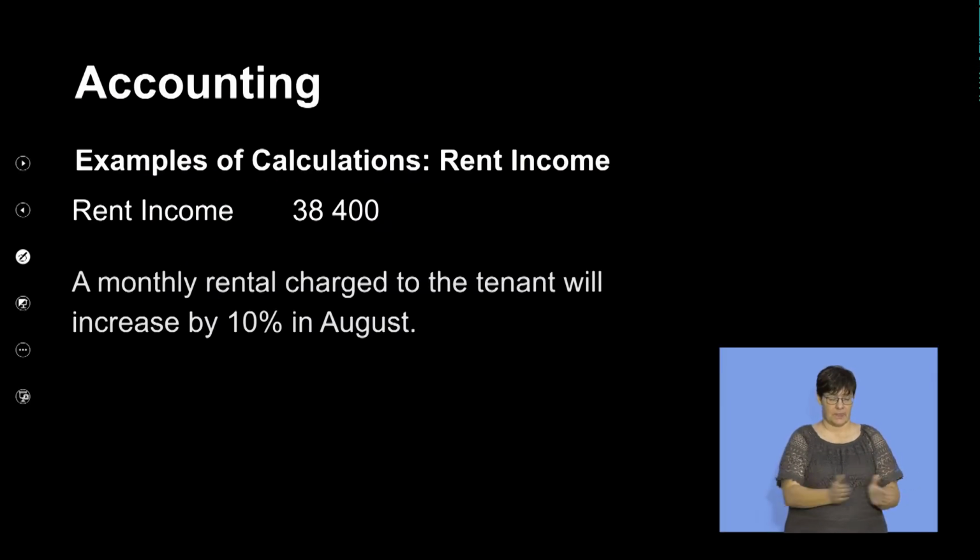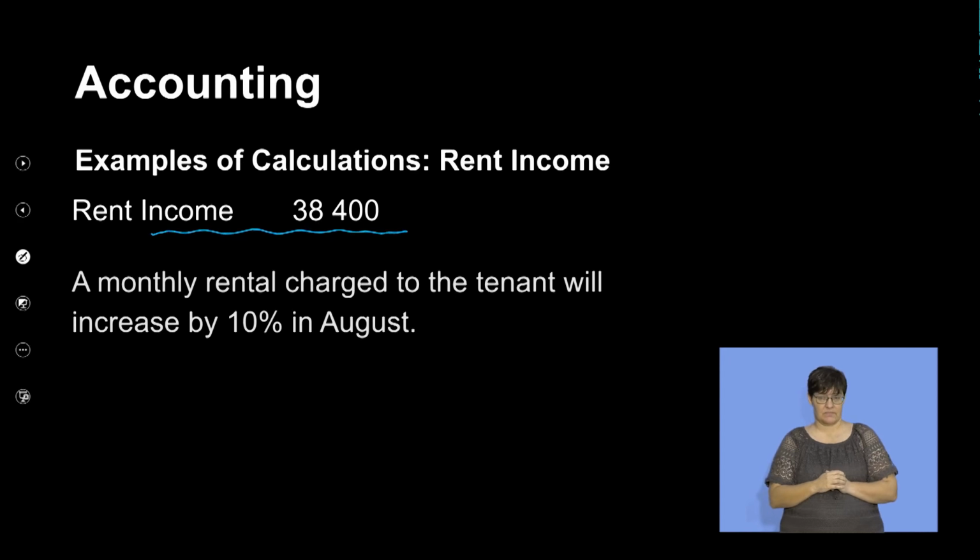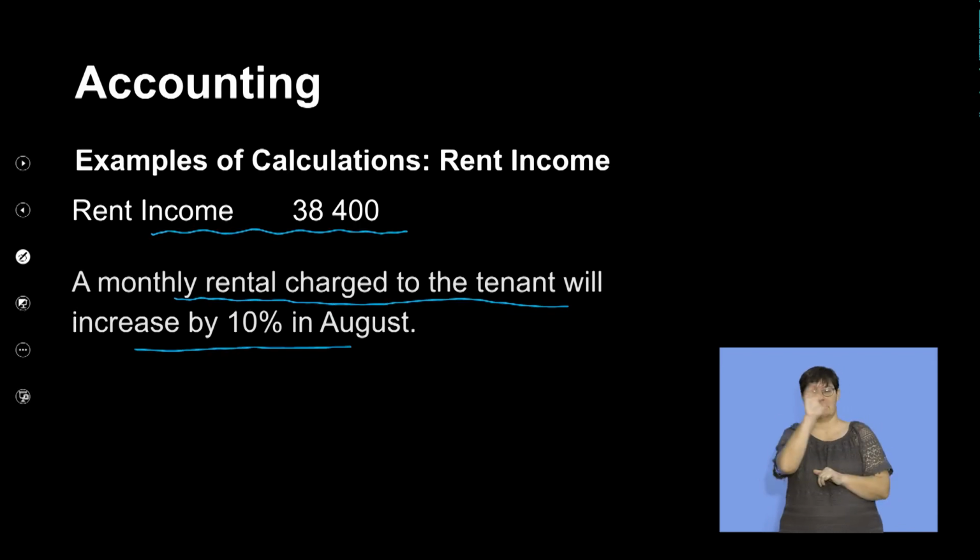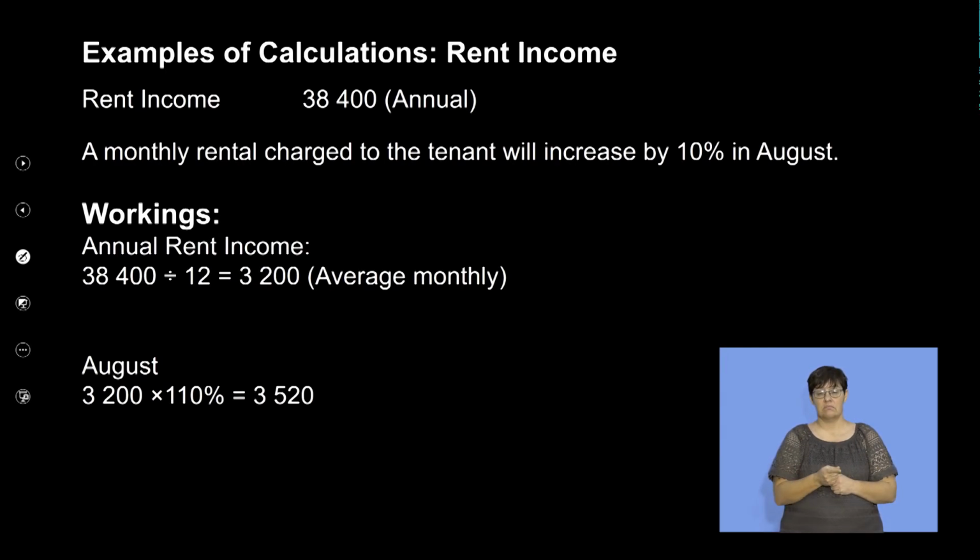Okay, let's move on. Remember, we're doing examples of calculations based on the projected income statement. We are told that the rent income amounts to 38,400, right? A monthly rental charge to the tenant will be increased by 10% in August. Okay, that's the information that we have. Step number 1, take your figures, annual rental income. Once again, annual rental income tells you that you have to divide that figure by 12.